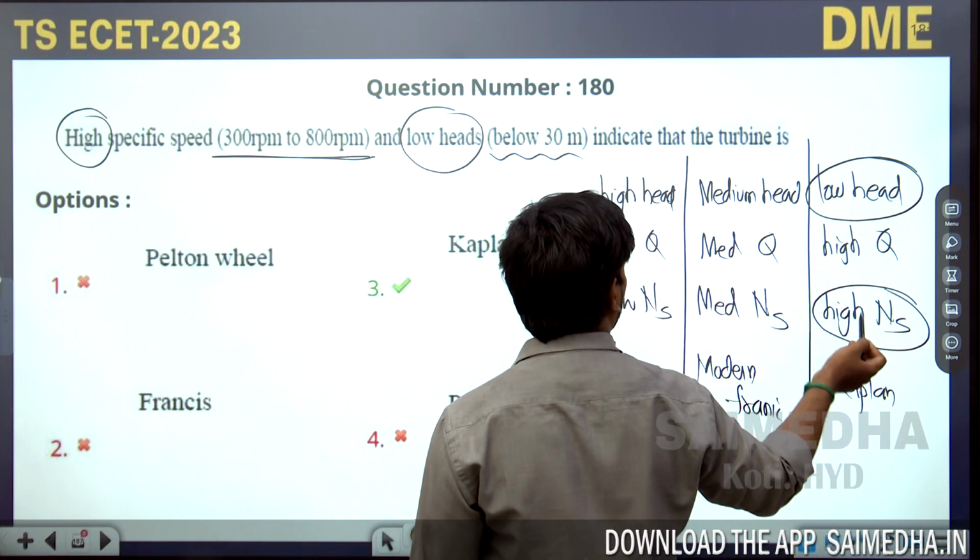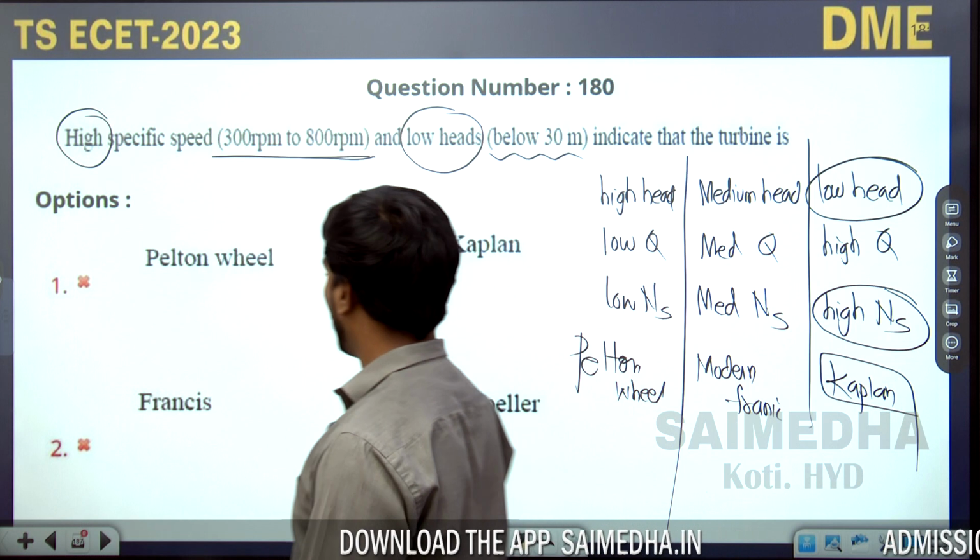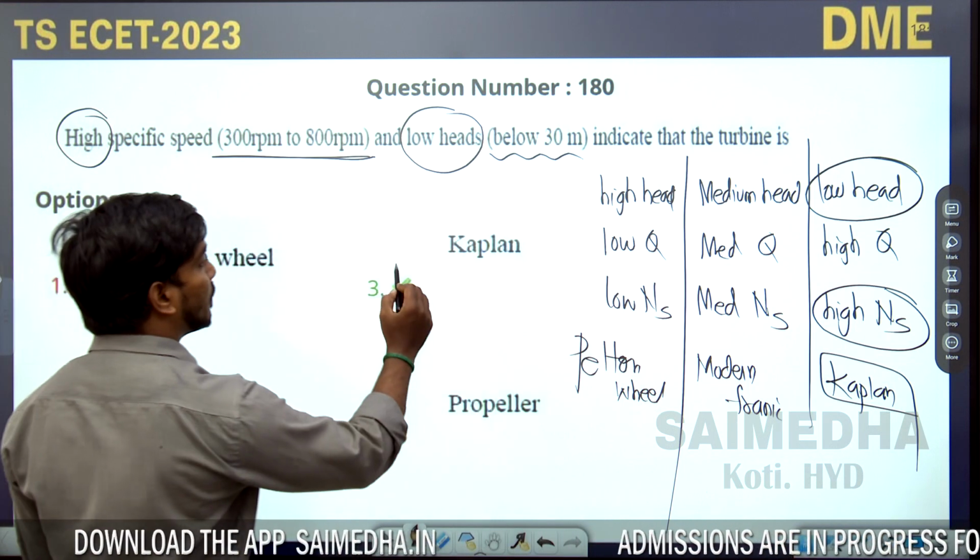Low head, high specific speed, the answer is which turbine? Kaplan turbine. Okay. This is also a previous ECET asked question, guys.